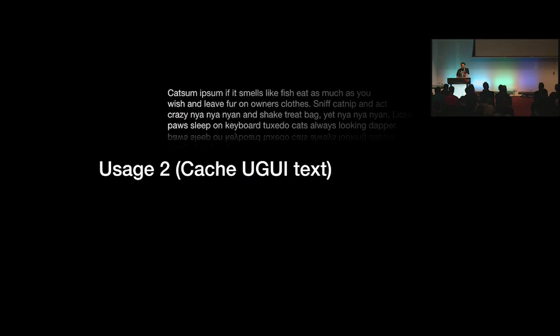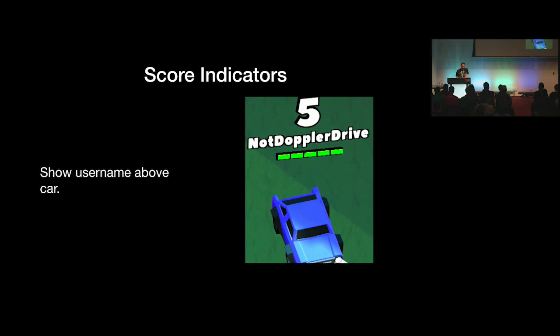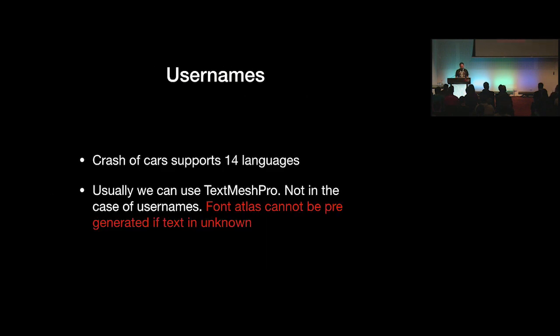Now I'm going to talk to you a bit about caching GUI text. There are cases where usually we use TextMesh Pro, but we can't always use it. In our game, we have a little score indicator, so you can put your username right above it. And the issue is that we support 14 languages. Everyone plays our game all over the world, right?